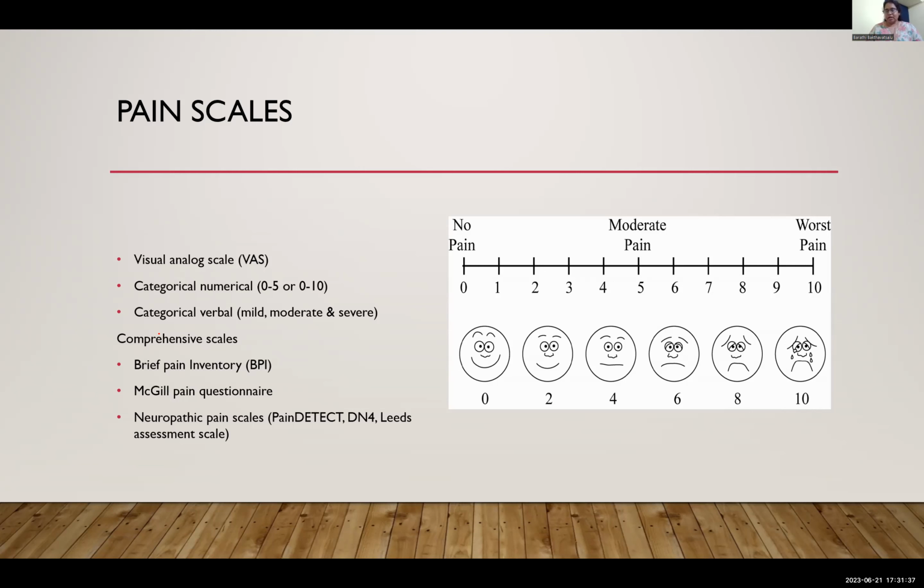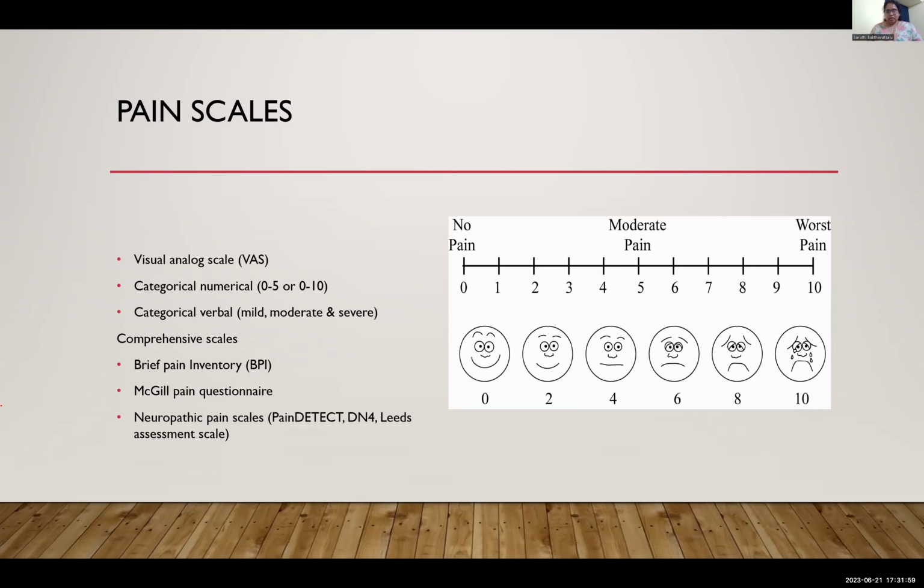So if they put a mark at a quarter of the scale, that means the patient has got mild pain. If they mark it beyond 3/4, that means the patient has got severe pain. So this is the visual analog scale, where the patient can see the scale visually and is able to grade it.